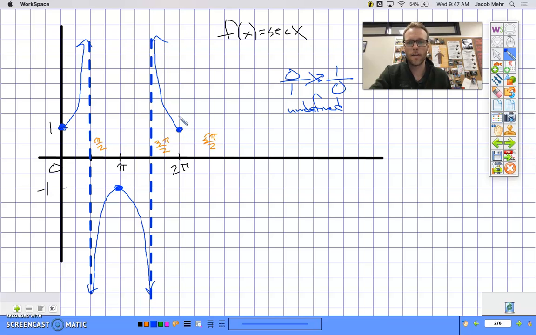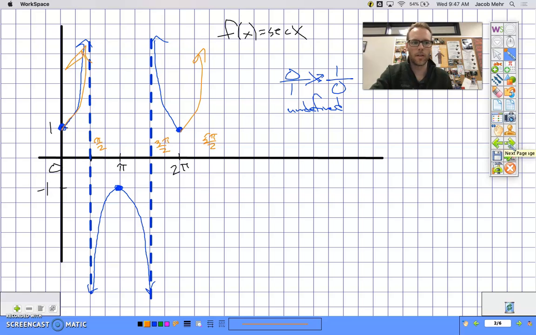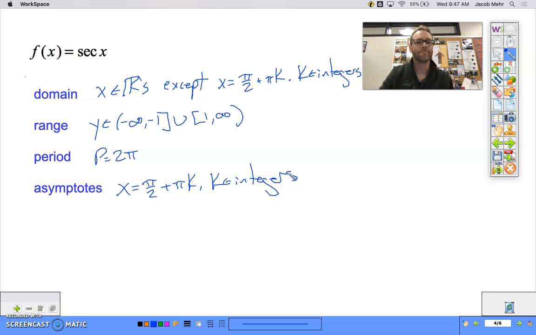We're back here. The next part of our graph would be like this, which matches up with that. We can see that on Desmos as well. Our period is 2 pi. Okay. Where are the asymptotes? We've already described that up here with our domain. Asymptotes are at x equals pi over 2 plus pi k, where k is an element of the integers. All right, what's next?